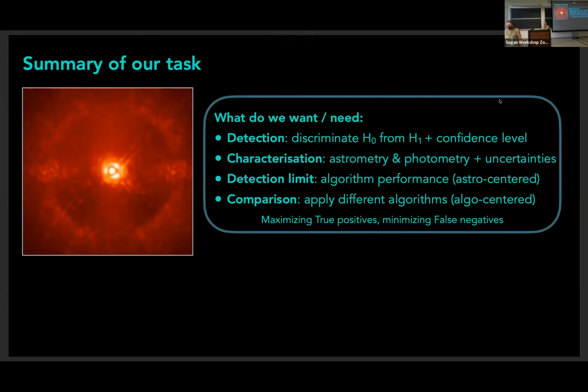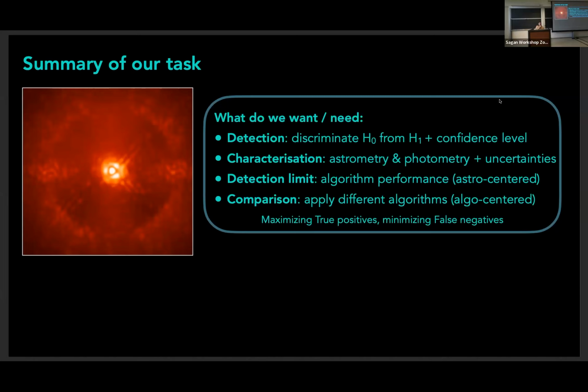And what we want to do is first the detection. We want to discriminate between the null hypothesis, H0, there is no companion, and the H1 hypothesis, which is that we have a companion, with a certain confidence level, obviously. Like we know it with a probability of X%.